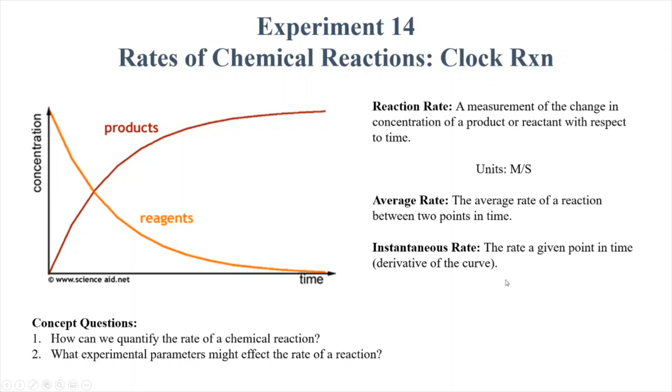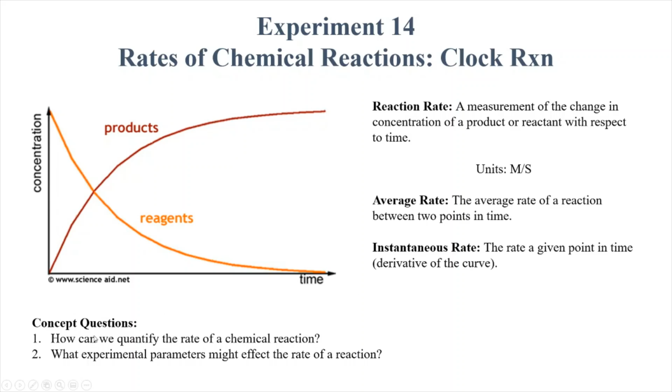And the way that we figure that out is through the derivative of the curve. So luckily, we don't have to do very much calculus in this course. And we can use other methods like the method of initial rate to quantify the rate of a chemical reaction. And we're going to talk about what the method of initial rates is in just a second.